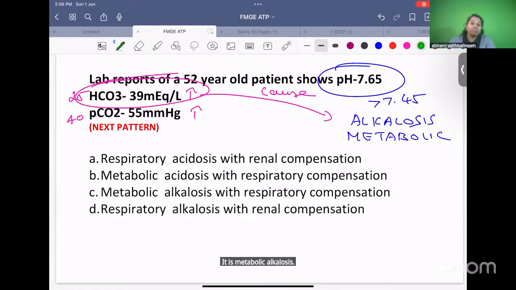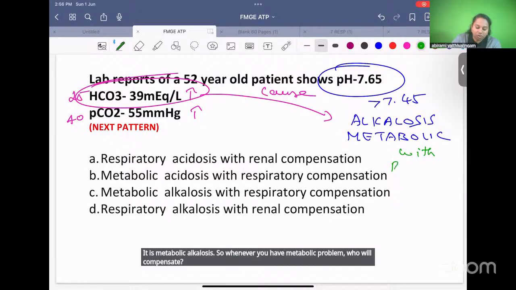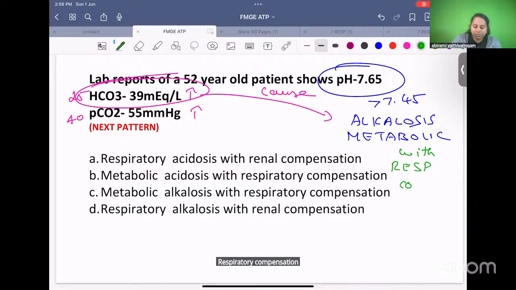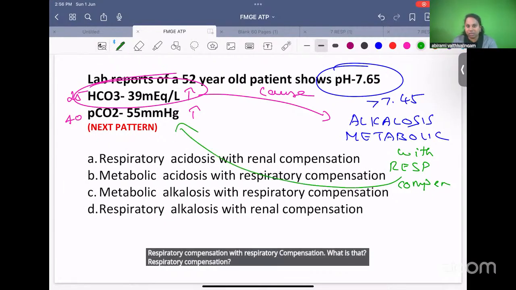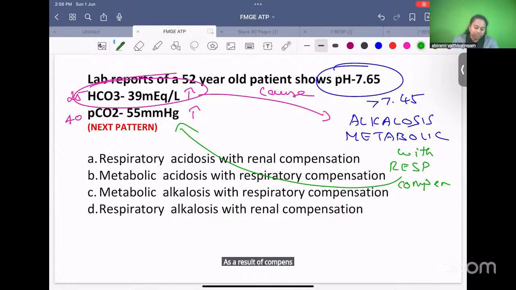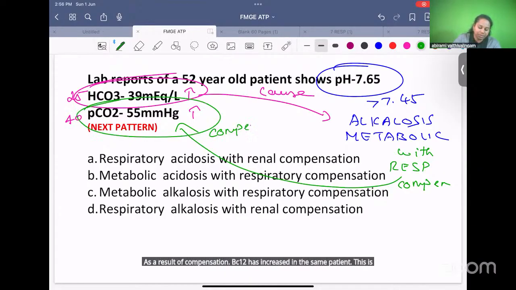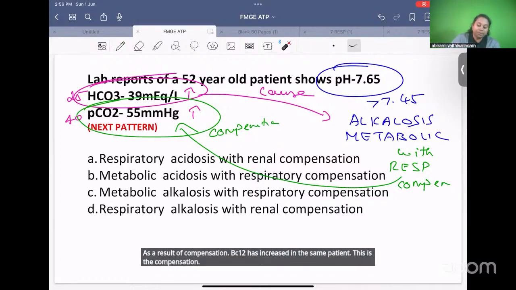So whenever you have metabolic problem, who will compensate? Respiratory compensation. What is that respiratory compensation? As a result of compensation, PCO2 has increased in the same patient. This is the compensation. Why PCO2 has increased?